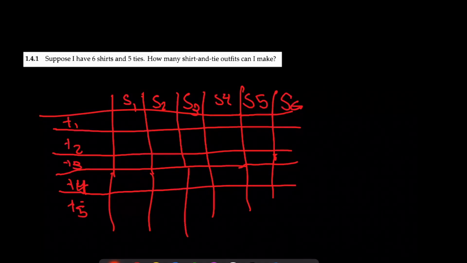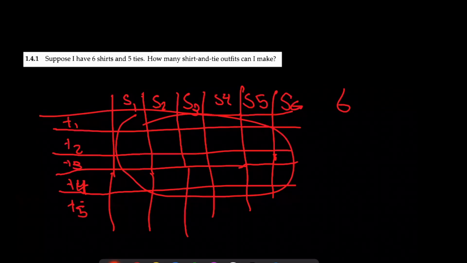Now, we're not going to write in all of these, but we can see that all of these are possible outcomes, and that there are 6 times 5 possible outcomes. So that means there are 30 total possibilities.